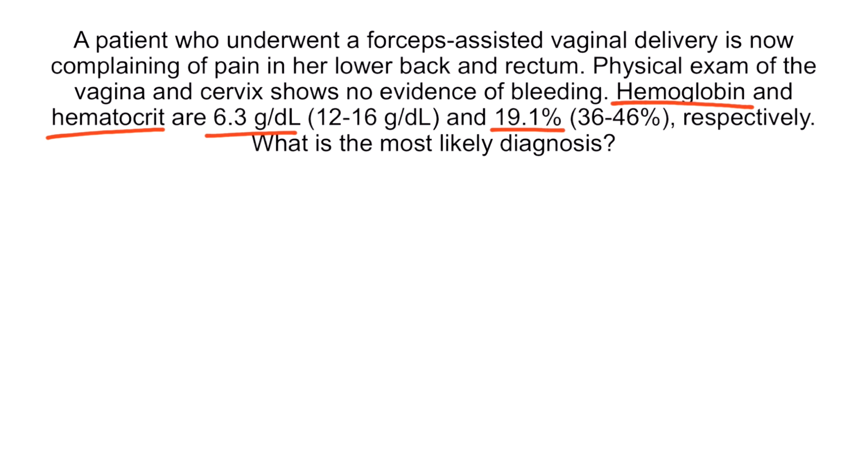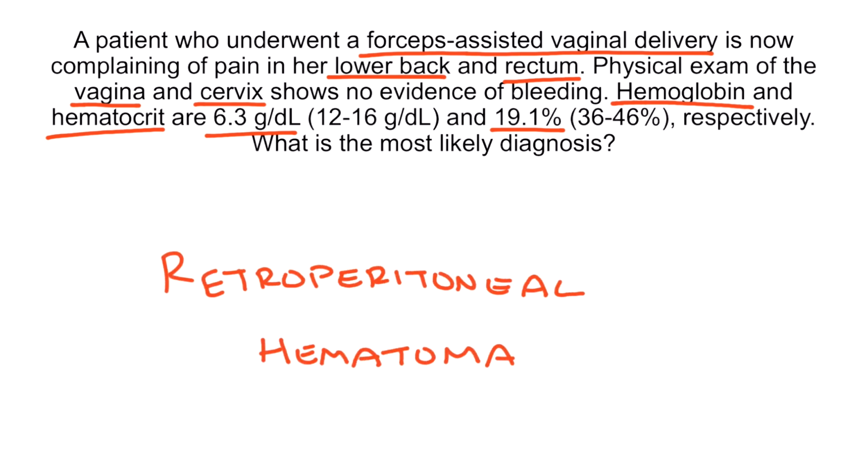The first source for this that you might look to, particularly in a patient with an instrumental assisted delivery, would be the vagina or cervix. We don't see any evidence of bleeding at these sites on physical exam. Because of this, she is likely bleeding internally. Given that she is experiencing pain in the lower back and rectum, the most likely diagnosis is a retroperitoneal hematoma. Let's quickly draw this out.